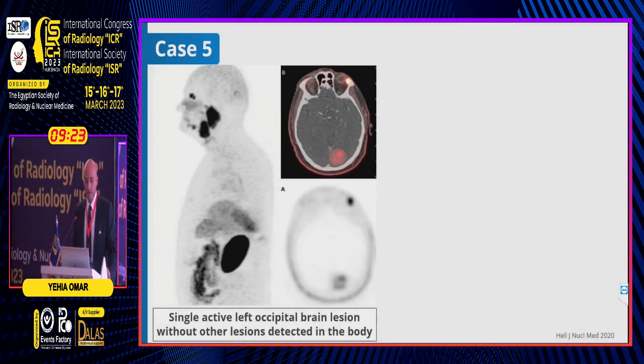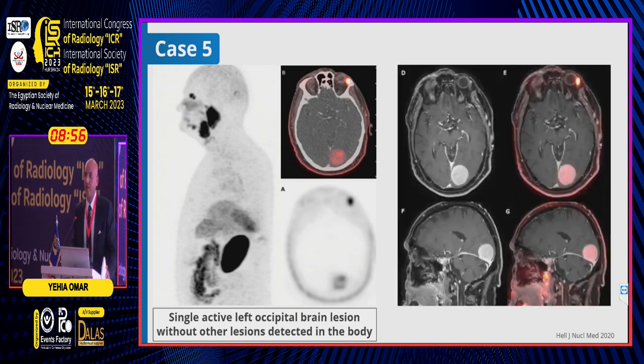Now let's move to another case. So this patient has a single active left occipital brain lesion without other lesions in the body. So the question again, metastasis or not? No other lesions in the body. Metastasis or not? And these are the MRI images of it. What do we see now? Homogeneously enhancing dural based lesion, and this is, yes, exactly, meningioma.